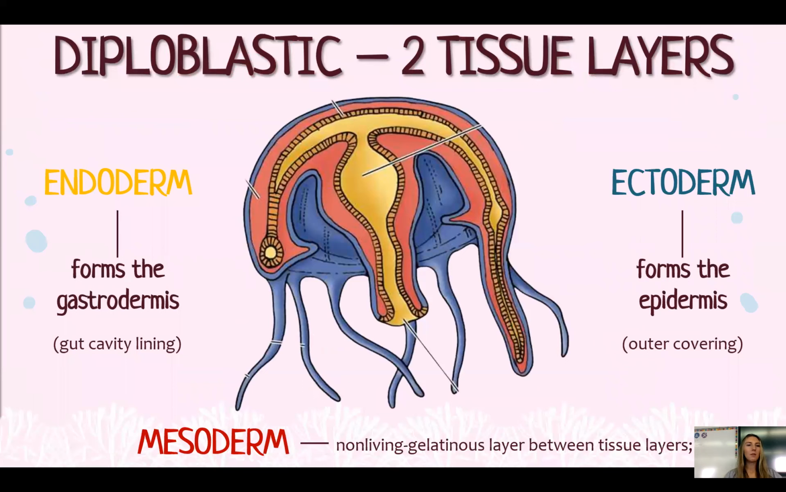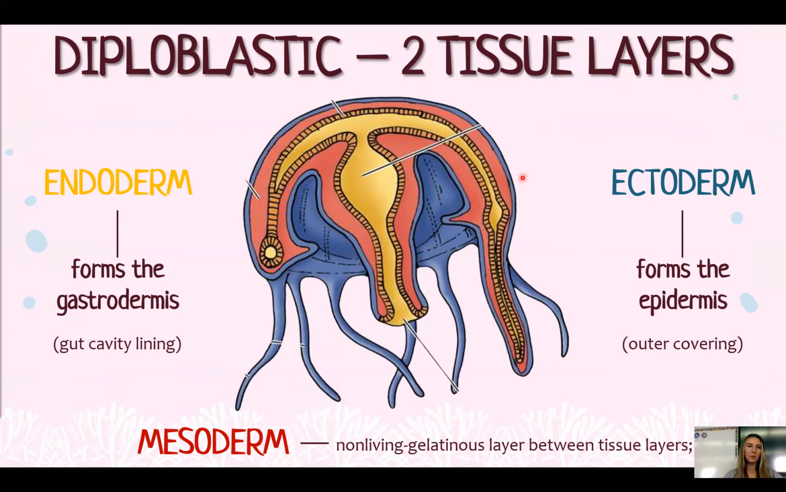When we think about the development of a Cnidarian, they are diploblastic. So they have 2 tissue layers. And the inner one is called the endoderm. We see this layer right here. That's going to form the gastrodermis, or the gut cavity lining. That gut cavity is called a gastrovascular cavity.